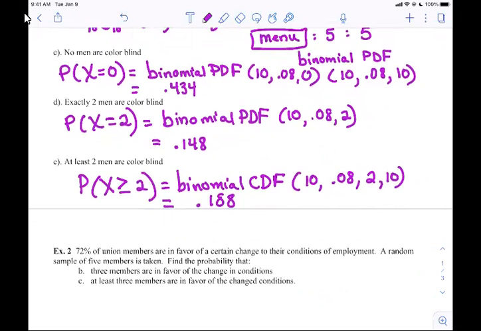It says 72% of union members are in favor of a certain change to their conditions of employment. A random sample of 5 members is taken. Find the probability. Sorry, I don't know what happened to my letter A. B, 3 members are in favor of the change in conditions, and C, at least 3 members are in favor of the changed conditions. So try to figure out what you're going to do here. Then I'll work it out.